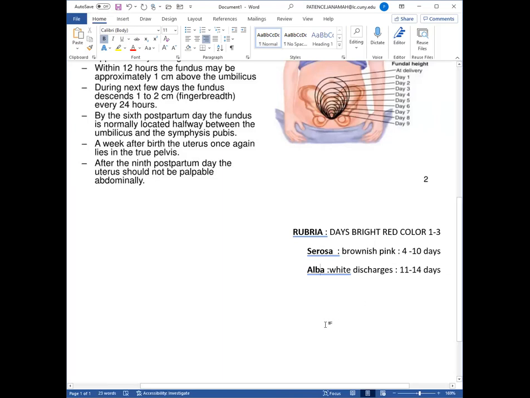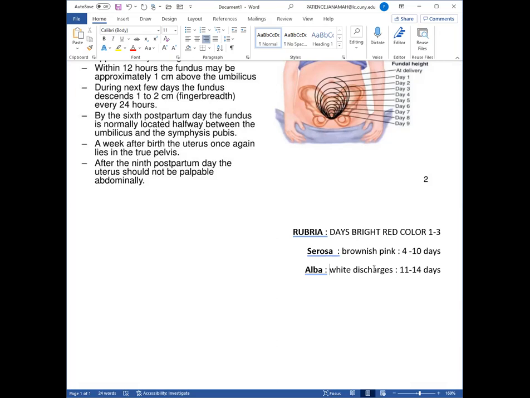The discharge should not smell like normal menstrual flow. All these discharges, you don't expect to have a smell like normal menstrual flow. It decreases daily in amount and quantity. Discharge may increase with ambulation. When the mother is walking, the discharge may come more. Now let's talk about the cervix. We have cervical involution, and this one occurs as the muscles begin to regenerate after 1 week of birth.